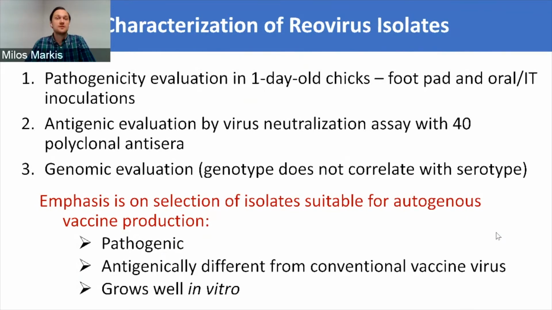Genome sequence analysis or genomic evaluation, such as sigma C genotyping, does not correlate with the serotype. And so this characterization way is not as useful in selecting autogenous vaccine isolates. So we focus on picking isolates that are pathogenic, they're antigenically different from the conventional vaccine virus, and isolates that will grow well in vitro so that we can produce vaccines.